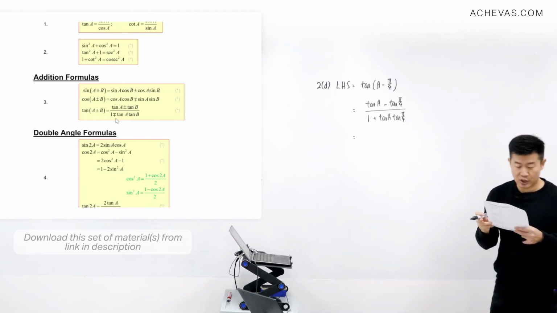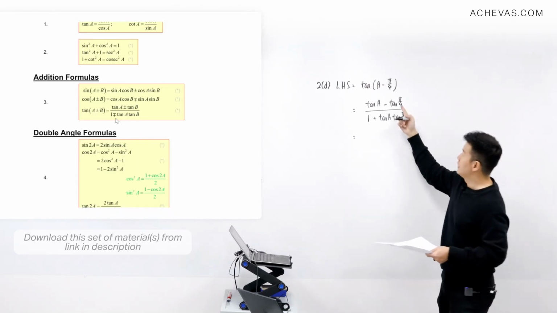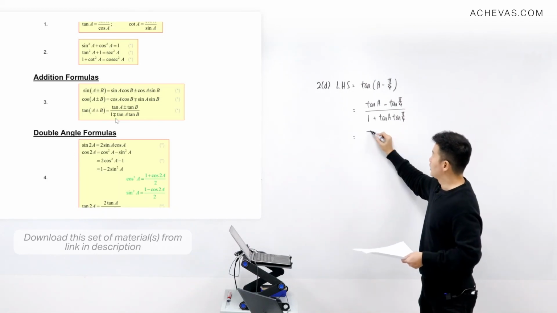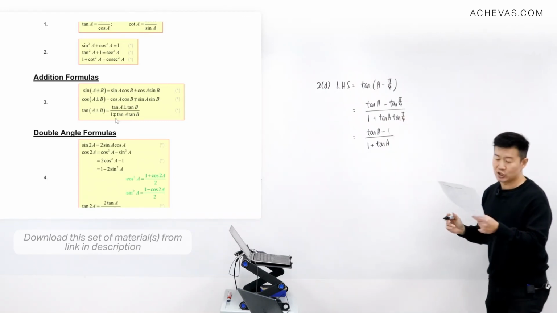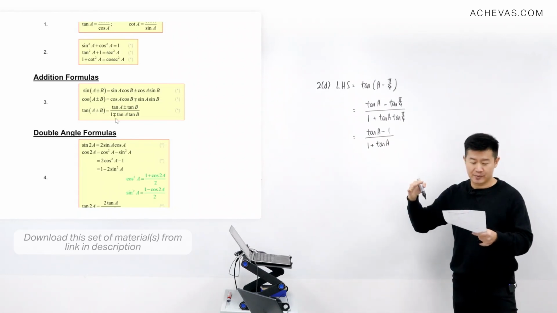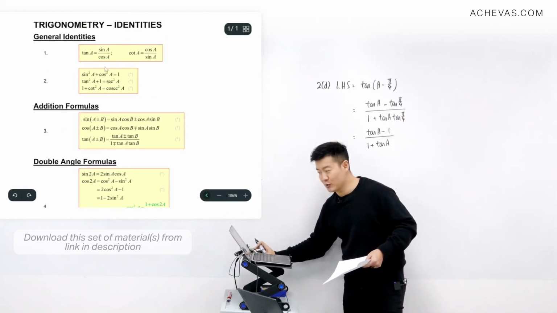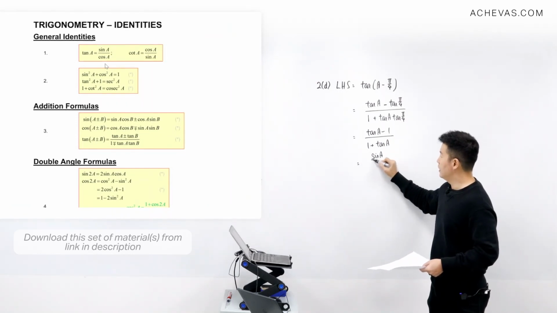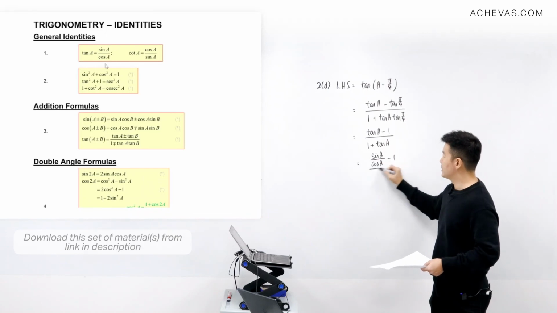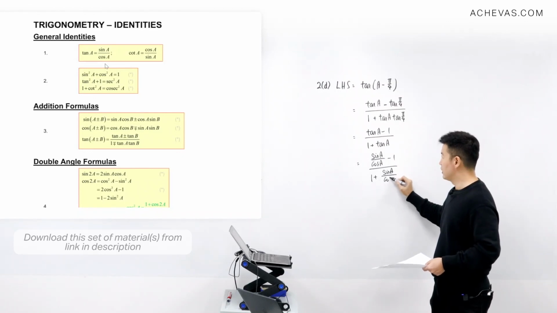Pi over 4 is a special angle. So what is tangent pi over 4? We can press it into the calculator, or if you have already memorized this, tangent pi over 4 is equal to 1. So we're going to be left with tangent A minus 1 divided by 1 plus tangent A times 1, which is just tangent A. So we're going to prove that this can be equal to something that involves sine and cosine. I guess it is obvious that the next identity we are going to make use of is this one here. So this is equal to sine A over cosine A minus 1, divided by 1 plus sine A over cosine A.